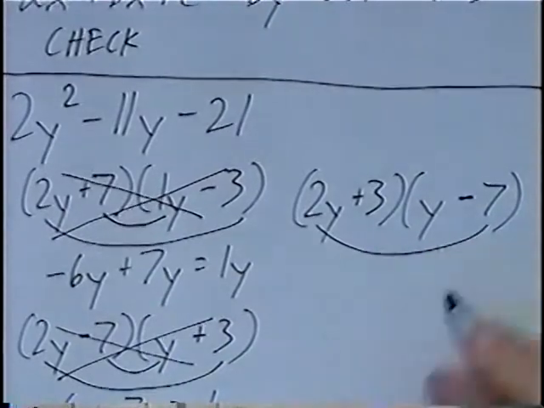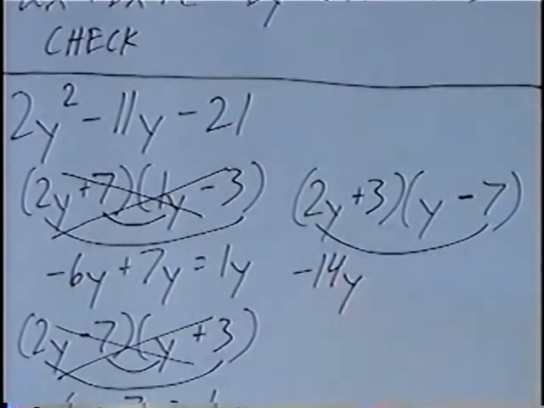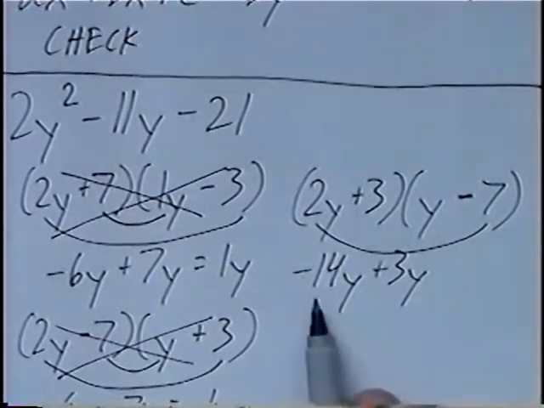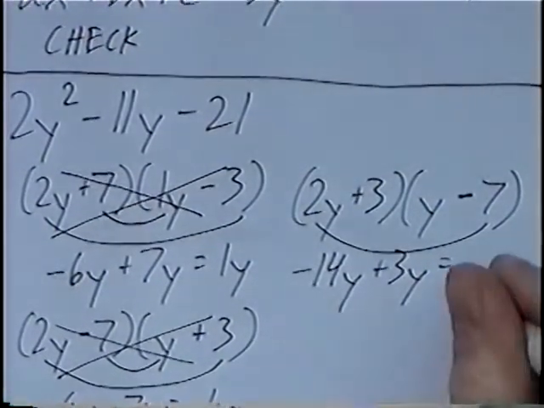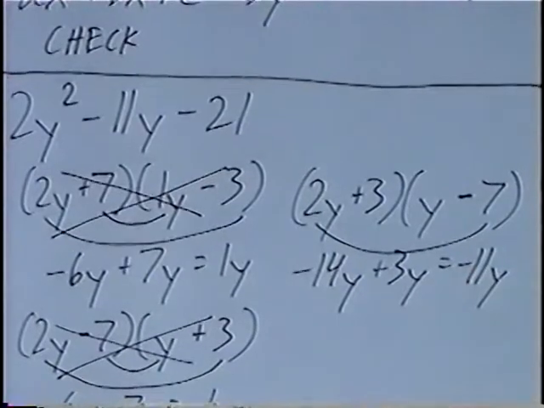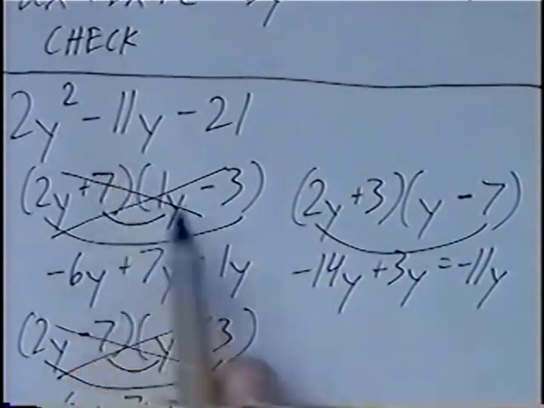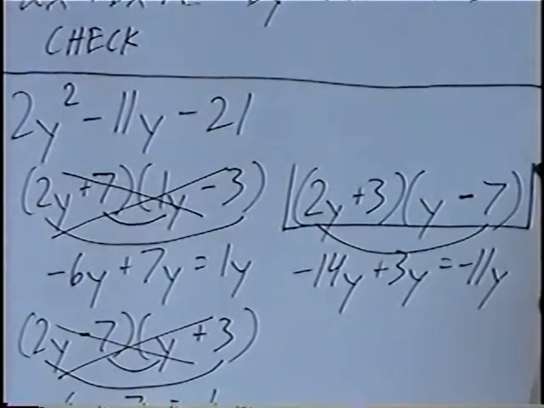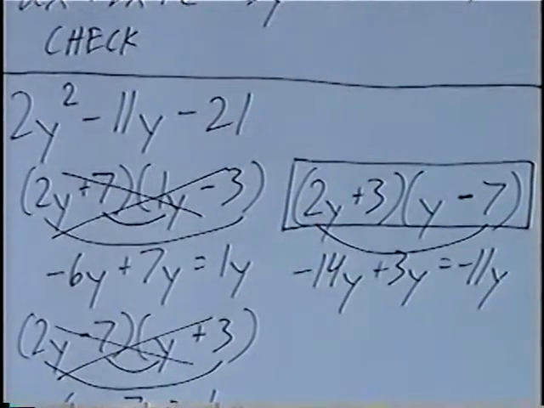Multiplying the outside, 2y times a negative 7y, it's negative 14y. And 3 times a positive y would be positive 3y. Negative 14y plus 3y would be negative 11y. Negative 11y does match up with our middle term. As long as it matches up, that means it checks out. So our correct answer is the one that we guessed, 2y plus 3 and y minus 7.